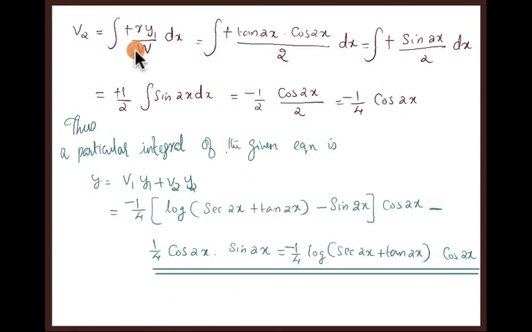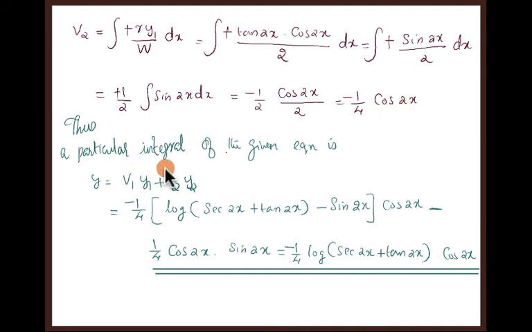Similarly, v2 is obtained by the formula integral of r y1 by w with respect to x, where r is tan 2x and y1 is cos 2x. Tan 2x into cos 2x is sin 2x. So we get v2 is equal to the integral of sin 2x by 2 dx. So the function v2 is obtained as minus 1 by 4 into cos 2x.